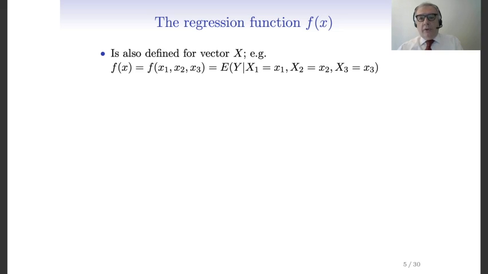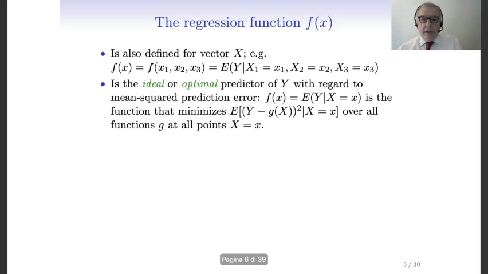Now, of course, we don't have a regression curve, but for instance, if we had just two features, x1 and x2, we would have a function of two variables, so we would have a regression surface. In this case, we have a function of three variables, so this is a kind of regression volume, if you like. Okay, and this is the ideal, the optimal predictor.